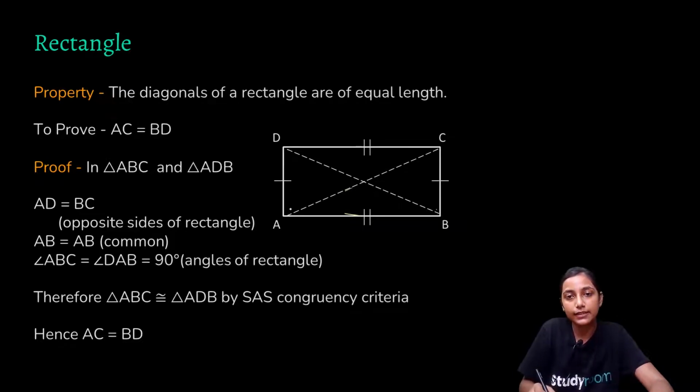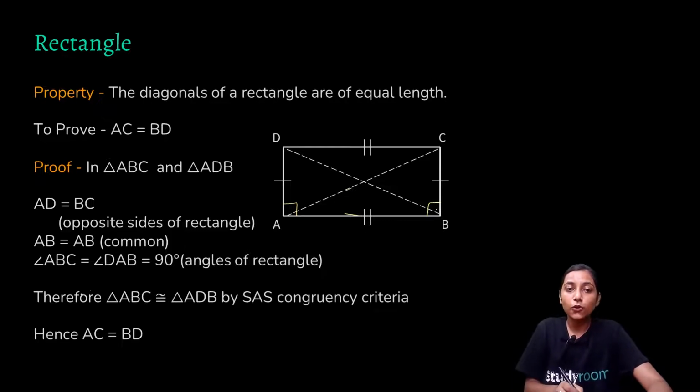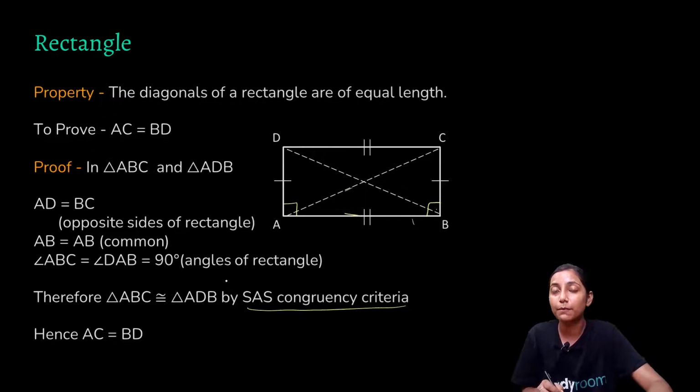And angle ABC is equal to angle DAB, both are 90 degrees. We have just proved this in our previous property. So we can say that triangle ABC is congruent to triangle ADB by SAS, side angle side congruency, where one side AB was common to AB, then we had AD equal to BC because these were the opposite sides of the rectangle, and another angle, DAB is equal to angle ABC. Why? Because these two angles are right angles, because these are the angles of a rectangle.